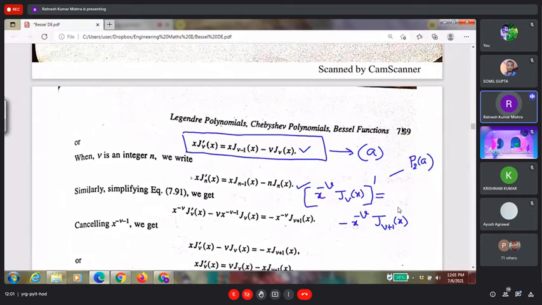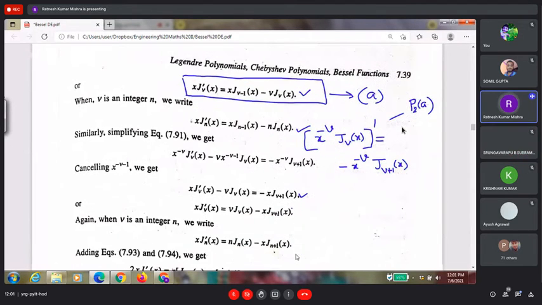Now simplifying this one, differentiate with respect to x. So minus v x to the power minus v minus 1, into J_v, and x to the power minus v, and differentiation of J_v is J_v dash. This is the second one, and the right side is as it is. Now cancel both sides x to the power minus v minus 1, and you will get the recurrence relation.